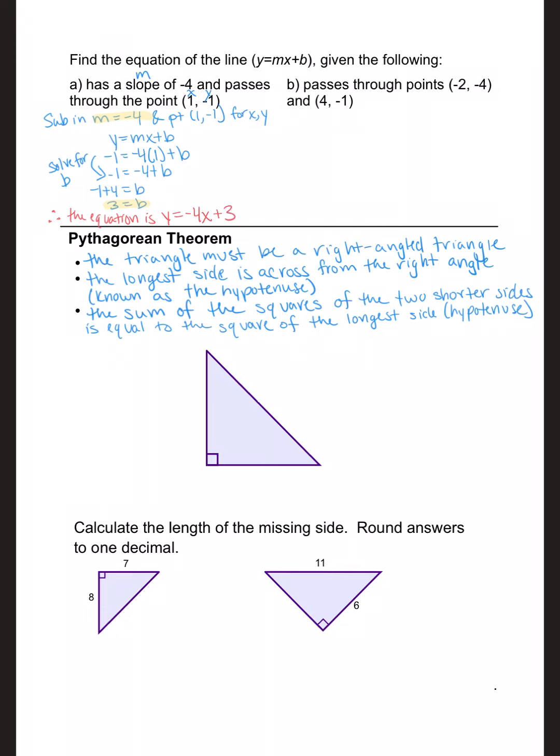Okay, we're going to try this process again, but this time we're given 2 points instead of a slope and 1 point. So we're going to have to first try to find our slope. So first, find slope.